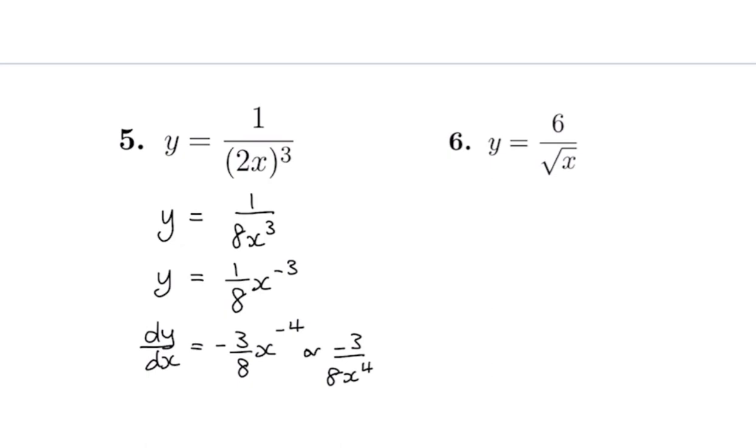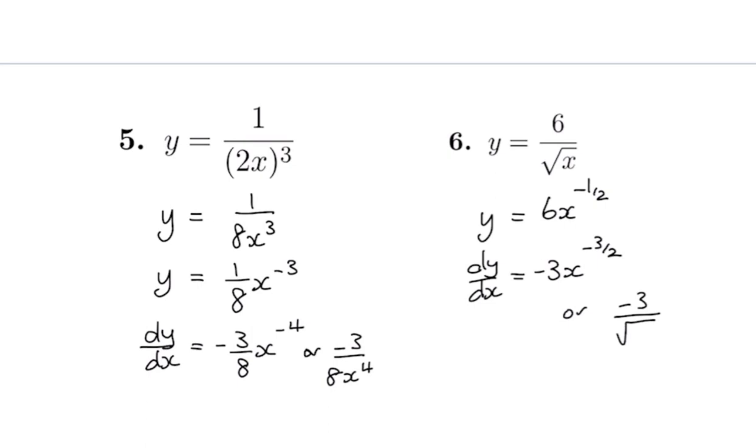The 6th one, number 6, I'm going to write this as 6x to the negative 1/2. And then we differentiate. So dy dx equals negative 3x to the negative 3 over 2. Or of course, what that one is, negative 3 over the square root of x cubed. Either of those would be acceptable.